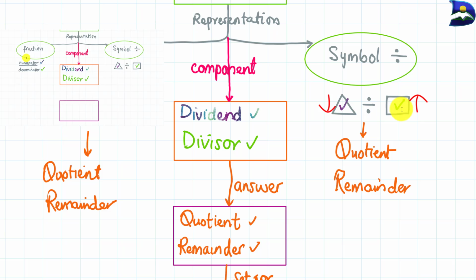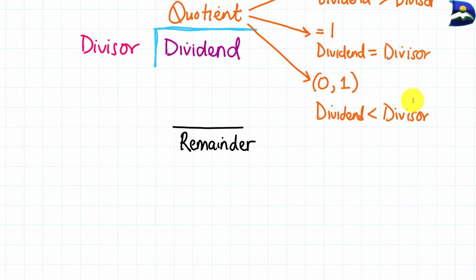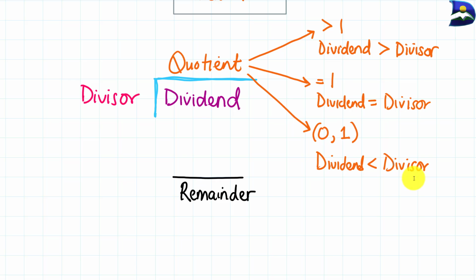So if you have a big number that comes last and a small number that comes first, you're most likely going to have, or definitely going to have, a result that is less than 1 and more than 0. And so that is how it looks for our quotient answers.